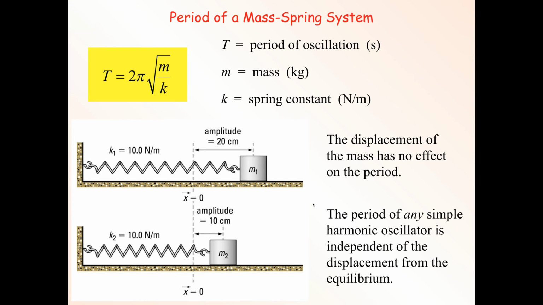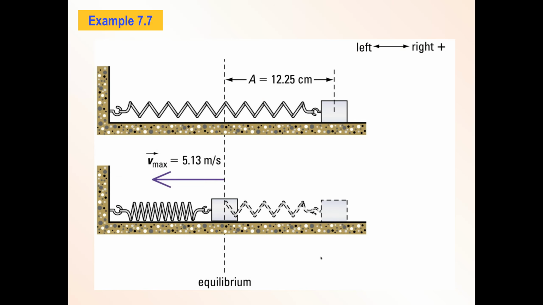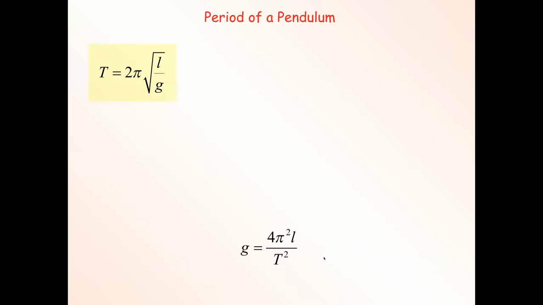So again, the period of any simple harmonic oscillator is independent of the displacement from the equilibrium. Another thing is our period is the time it takes for one oscillation, so it has to go there and back. That is our period. Another example is in your textbook.